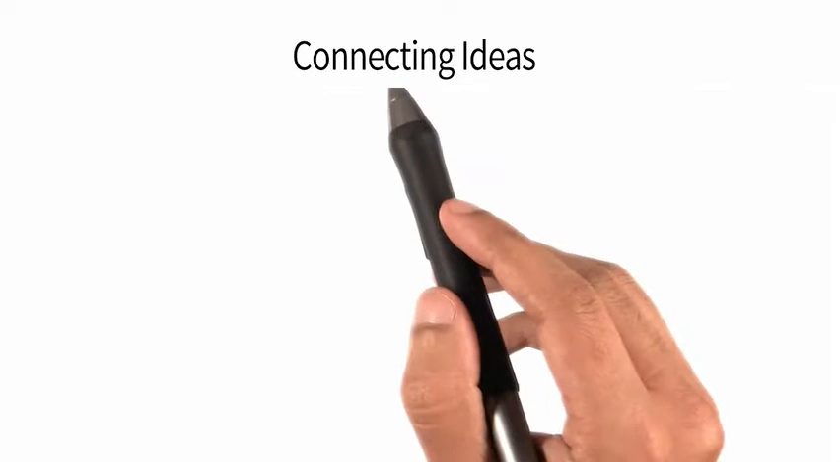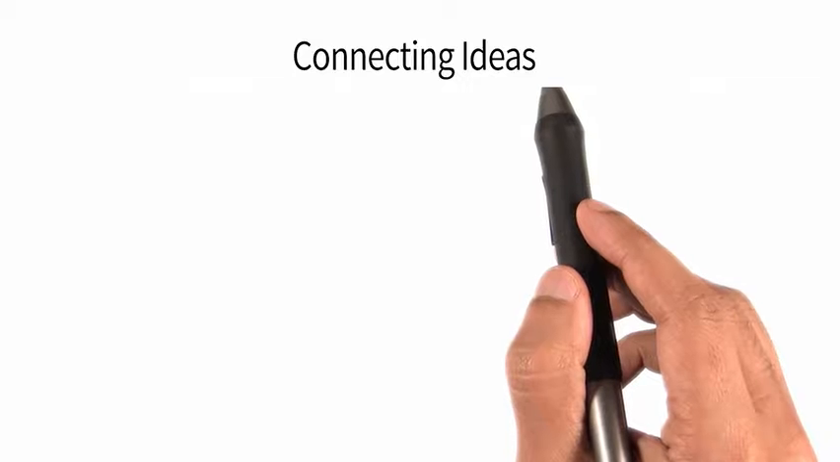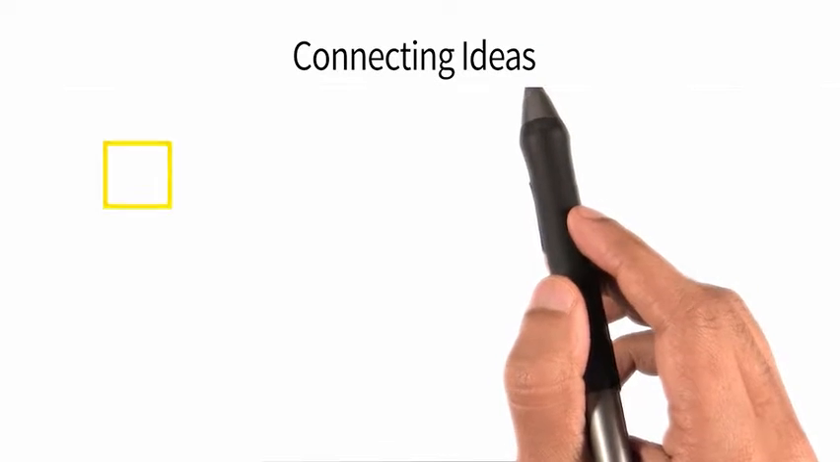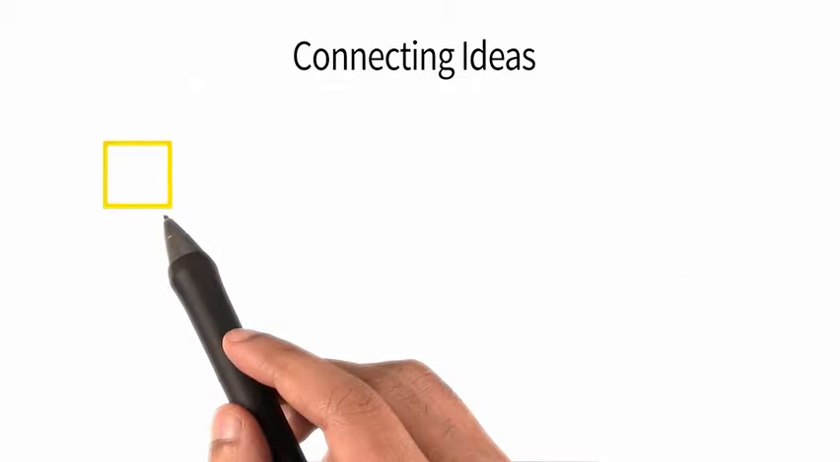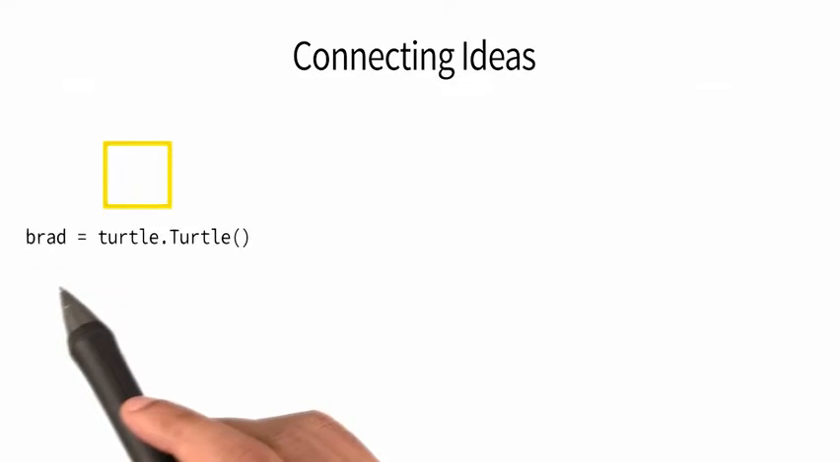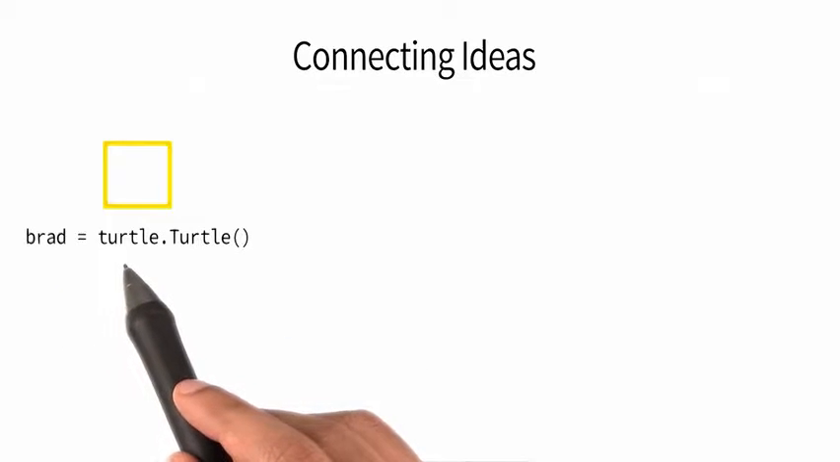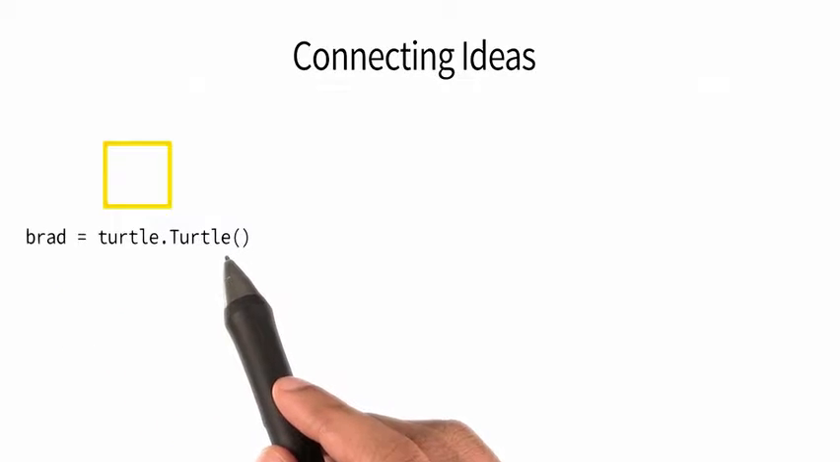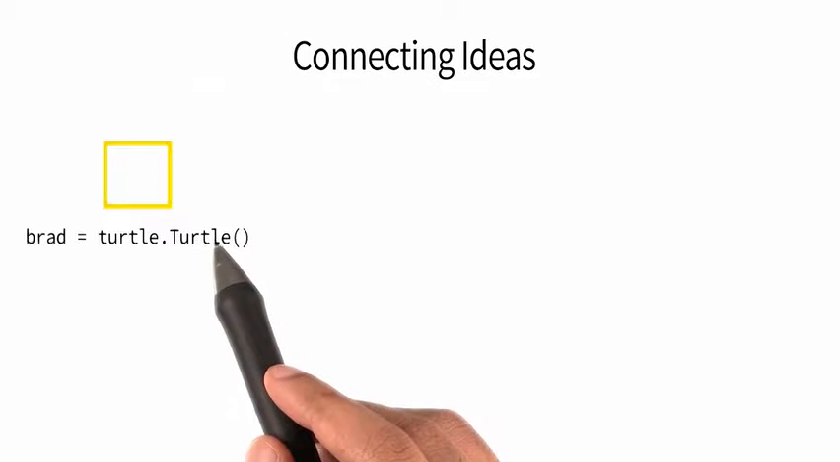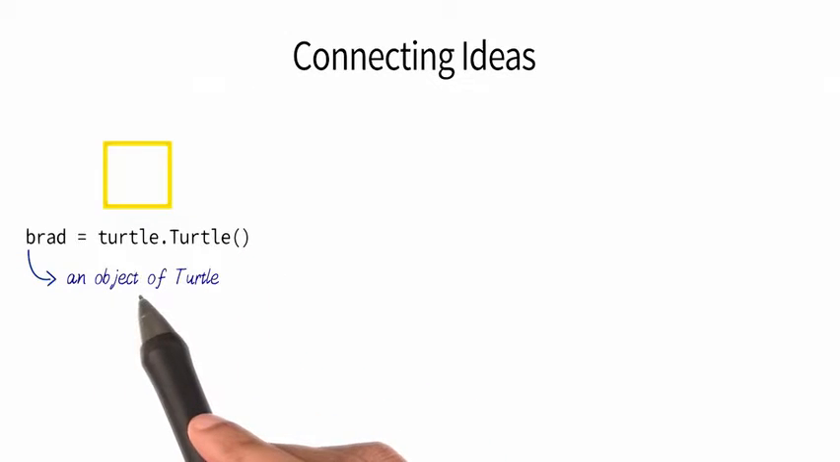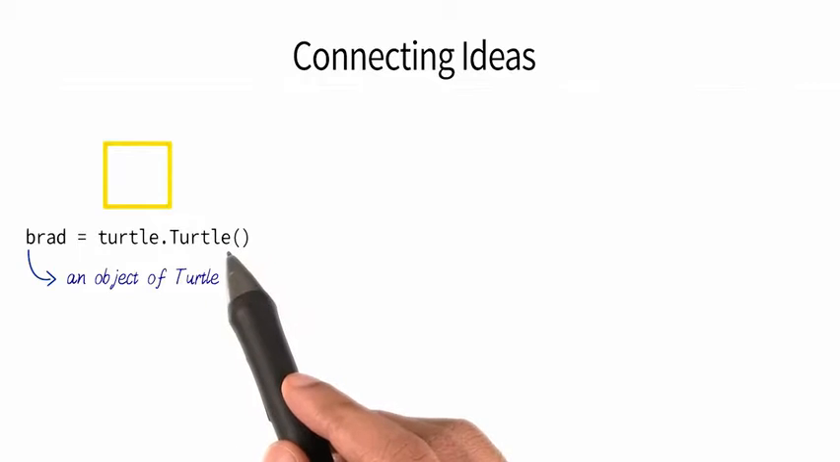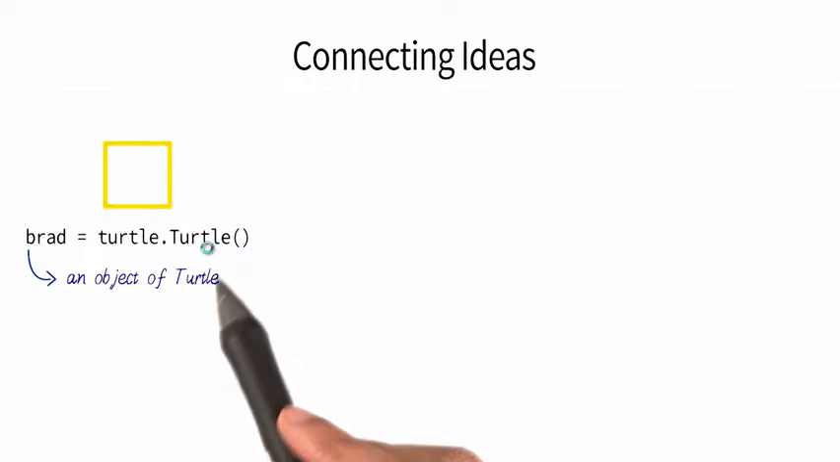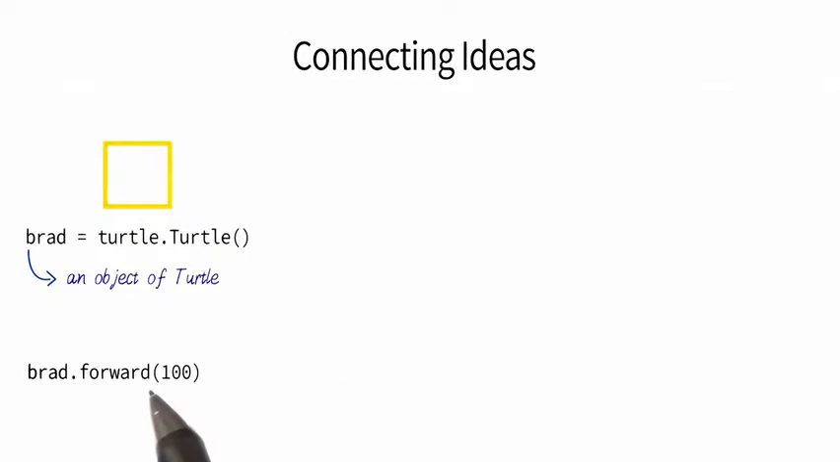Now, before we wrap this project up, I want to take a minute to connect some of the ideas that we've seen in this lesson thus far. We started out by creating squares, and we wrote a piece of code that said, brad is equal to turtle.Turtle. What we were really doing behind the scenes there is creating an object or an instance of the class Turtle. What we could then do with that instance is things like brad.forward.